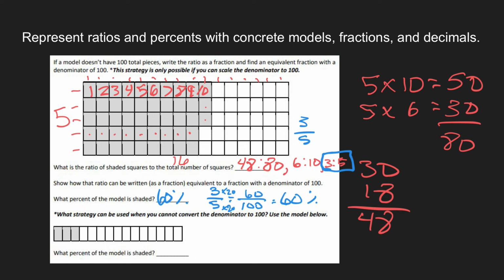What strategy can be used when you cannot convert the denominator to 100? All right. What percent of the model is shaded? So we know, looks like we have 1, 2, 3. So we know it's 3 out of something. I'm just going to keep counting. 4, 5, 6, 7, 8, 9, 10, 11, 12, 13, 14, 15. Okay.